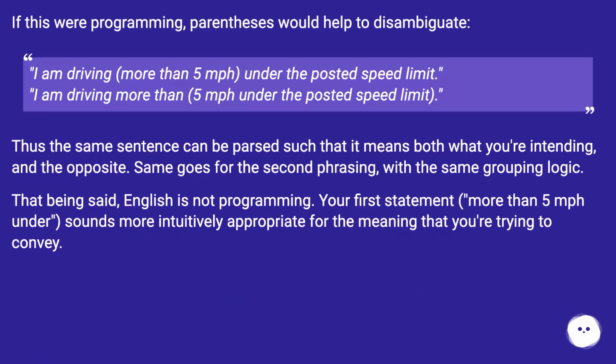If this were programming, parentheses would help to disambiguate. I am driving more than 5 miles per hour under the posted speed limit. Thus the same sentence can be parsed such that it means both what you're intending and the opposite. Same goes for the second phrasing, with the same grouping logic. That being said, English is not programming. Your first statement, more than 5 miles per hour under, sounds more intuitively appropriate for the meaning that you're trying to convey.